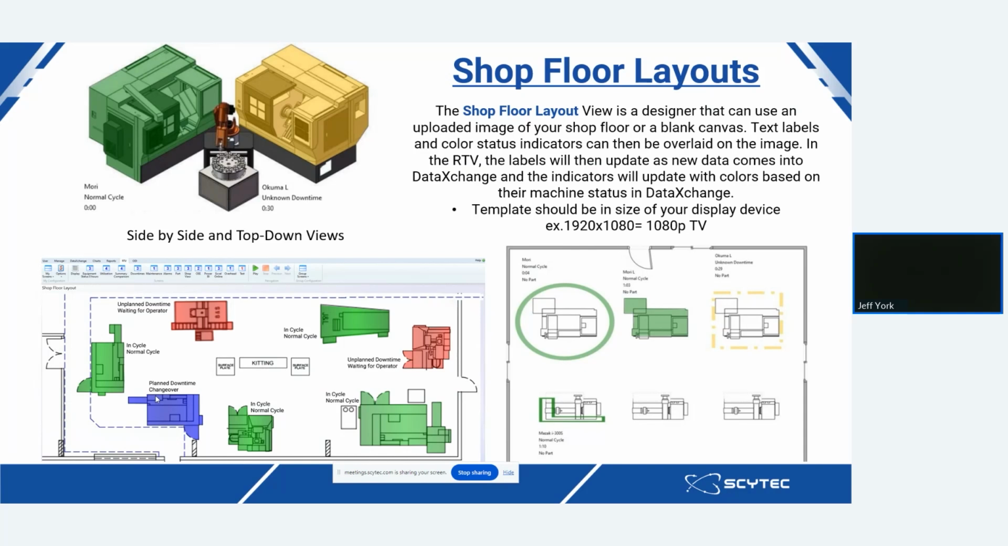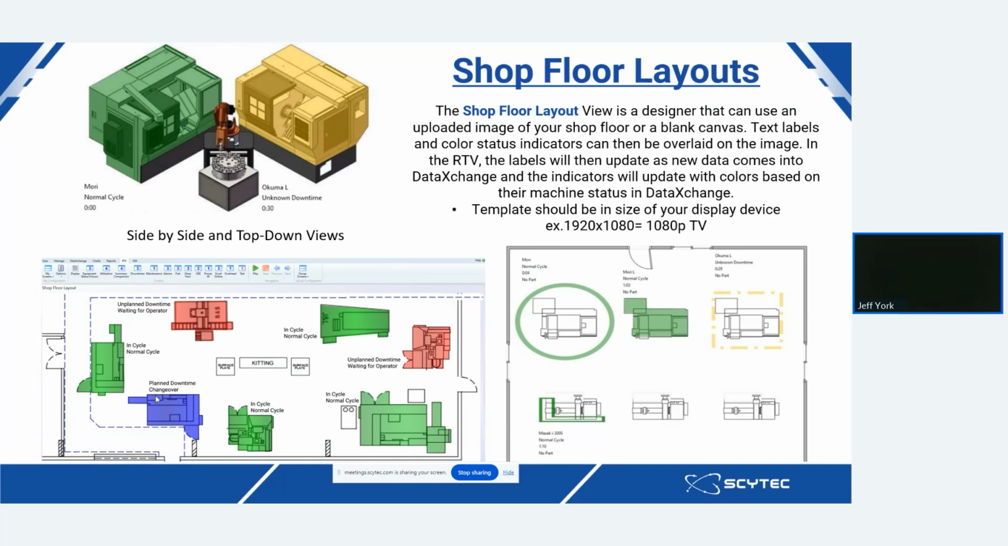So going in counterclockwise, you can see that image up at the top of the two machines. There's a Mori and an Akuma with a color overlaid on them. That color represents the current machine status that the machine is in. So that Mori machine has been in a normal cycle. It just started. And that Akuma has been in an unknown downtime for about a half hour. That is the side-by-side view. Right below that is what we recommend here, the best viewing option for the shop floor layout, which is a top-down view of your shop floor.